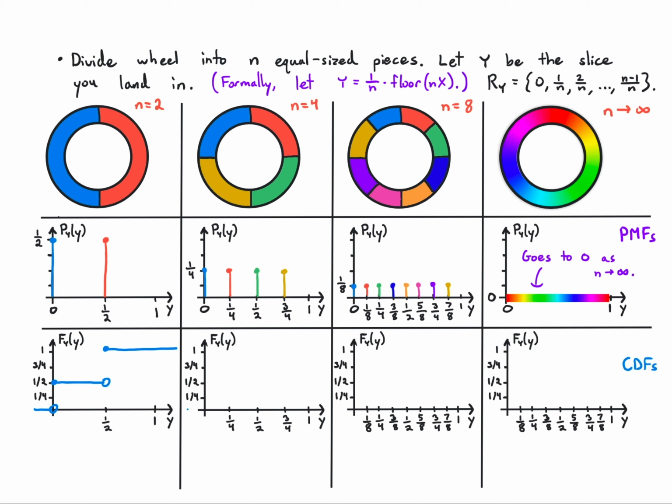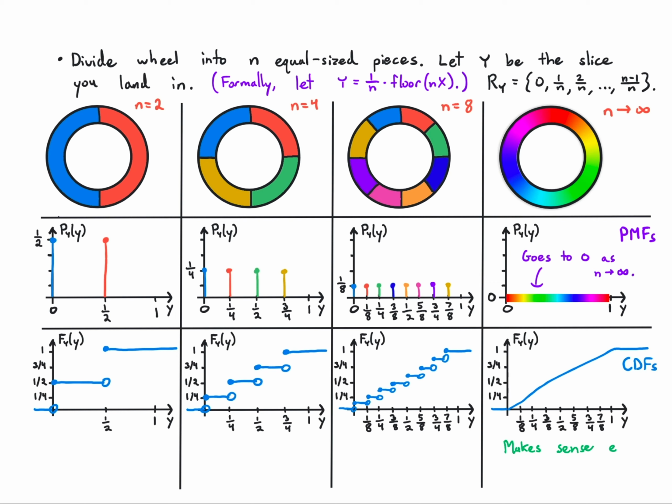Okay, now the jumps are going to be smaller when I get to n equals 4, and they're going to happen more often. So I'm going to jump up by a fourth at 0, a fourth at 1/4, a fourth at 2/4, and a fourth at 3/4 until I get to 1. And then I'm going to jump up by eighths when I get to n equals 8. And you can kind of see the staircase emerging. And you can imagine that as I take n to infinity, I'm going to get something that basically looks like a straight line until it hits 1.